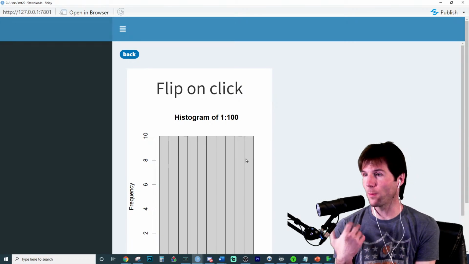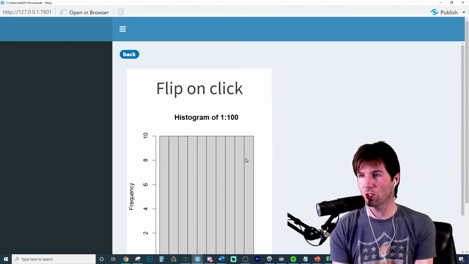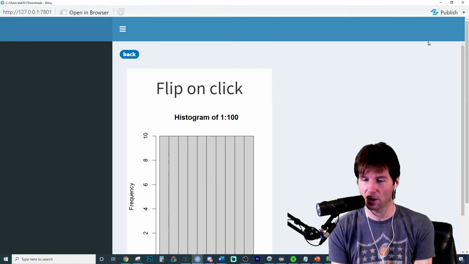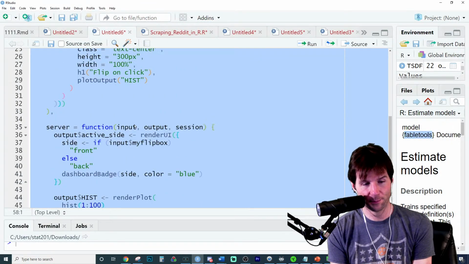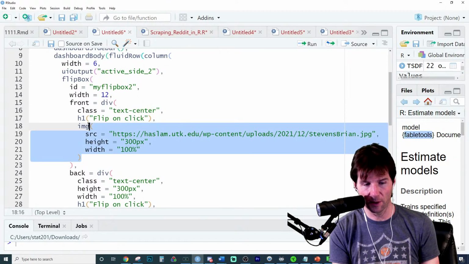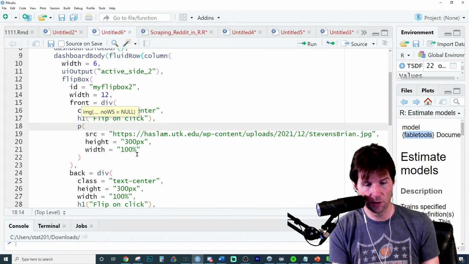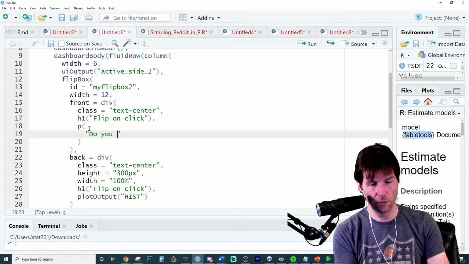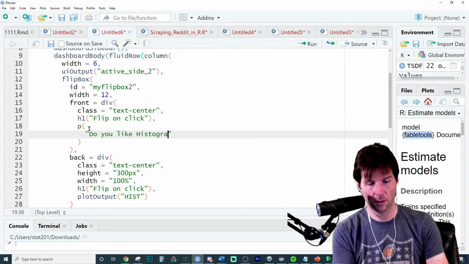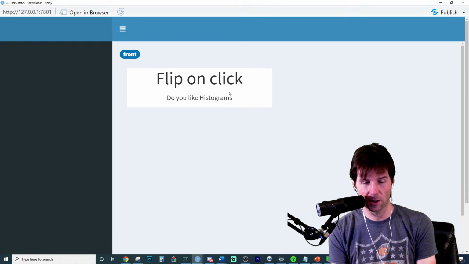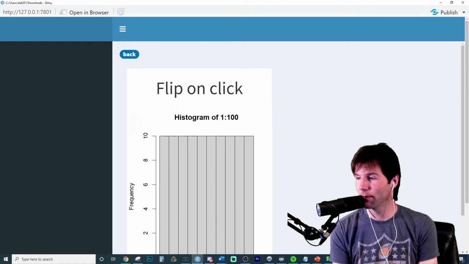This might be what you're looking for. It all depends. There's a million ways to do this. But I was just trying to get my histogram on the back side of this card right here, so you can be like, check out this cool histogram. So we could change this right here from the source. Let's go here and go P for paragraph, I believe, and say, do you like histograms? And we go right here and we see the following. Do you like histograms? Says Flip on Click.